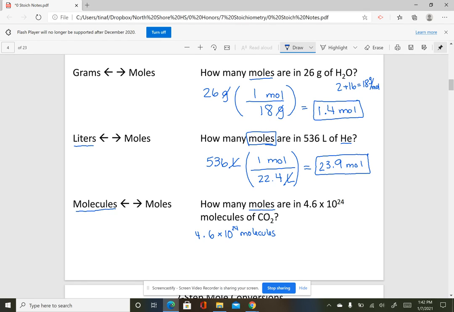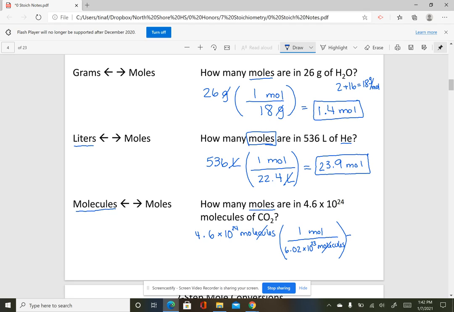And again, they want me to convert to moles. So I have to put something in here that's going to cancel out molecules and give me moles. So what conversion factor do I know? I know that there are 6.02 times 10 to the 23rd molecules in 1 mole of anything.